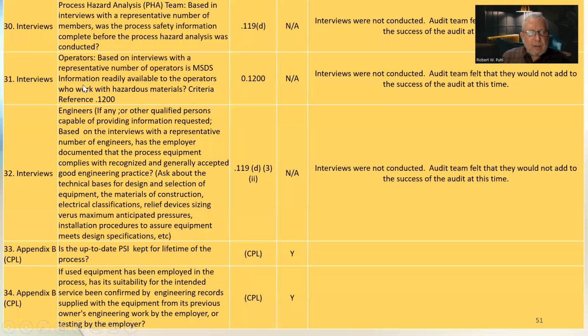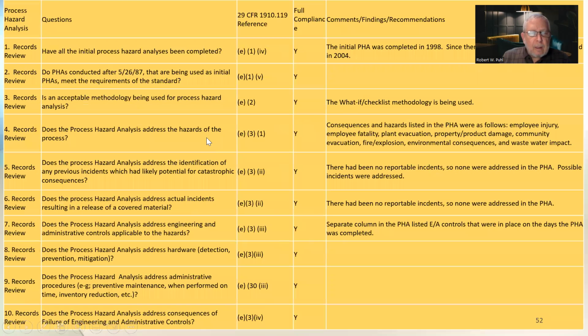And then here's for interviews. Based on interviews with a representative number of operators, is MSDS information readily available to operators? Okay, you can see this is old. And the interview is not conducted because the audit team felt they would not add to the success of the audit this time. Well, that's kind of a cop-out, I think, probably.